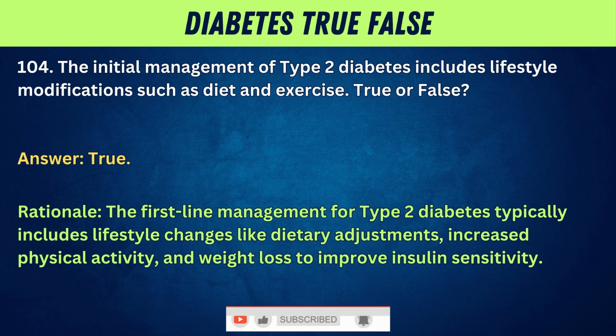104. The initial management of type 2 diabetes includes lifestyle modifications such as diet and exercise. True or false? Answer: true. Rationale: the first-line management for type 2 diabetes typically includes lifestyle changes like dietary adjustments, increased physical activity, and weight loss to improve insulin sensitivity.